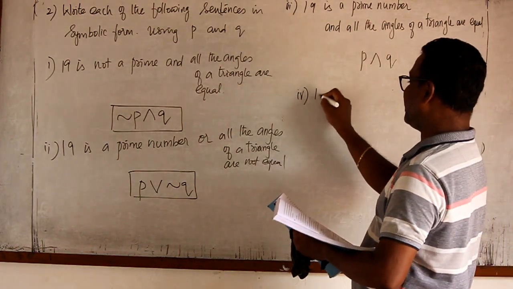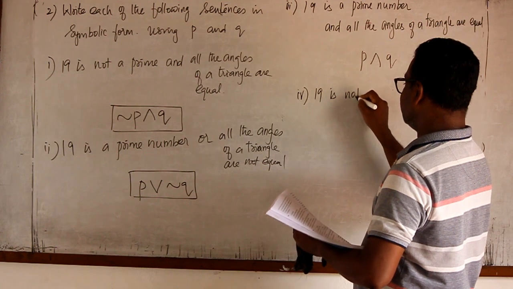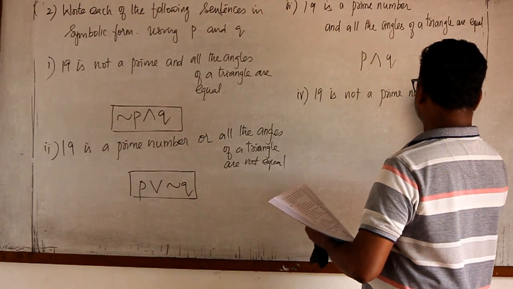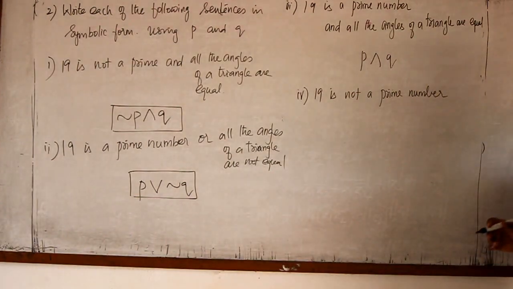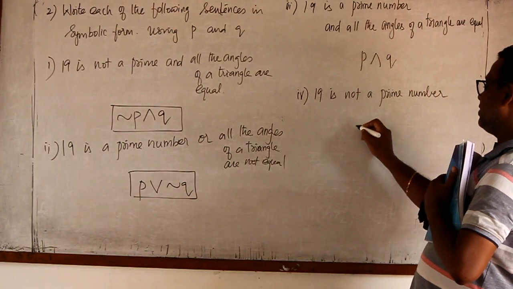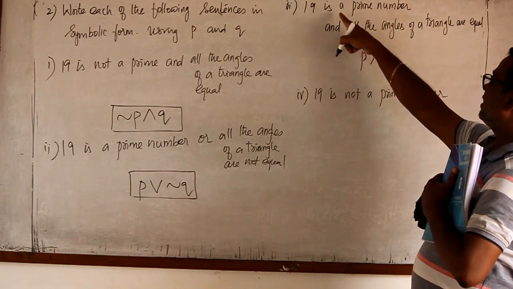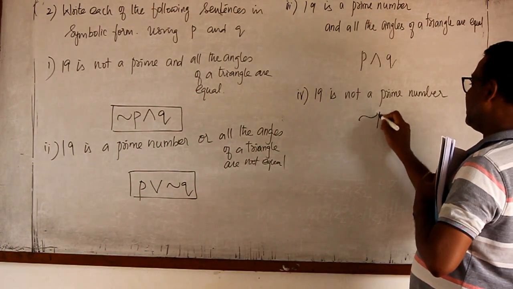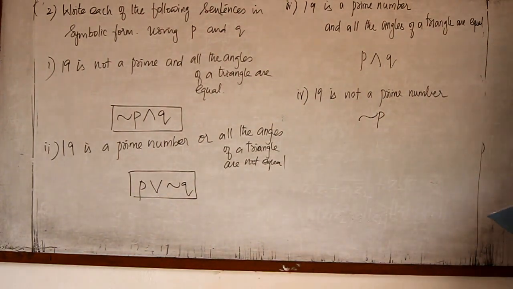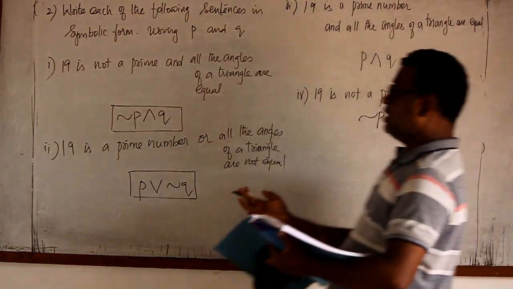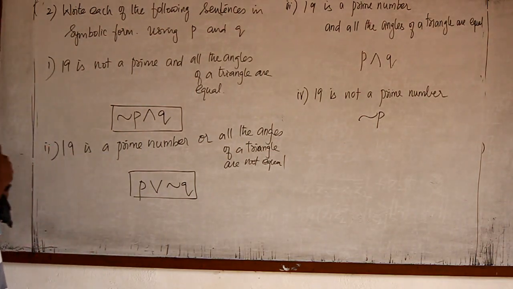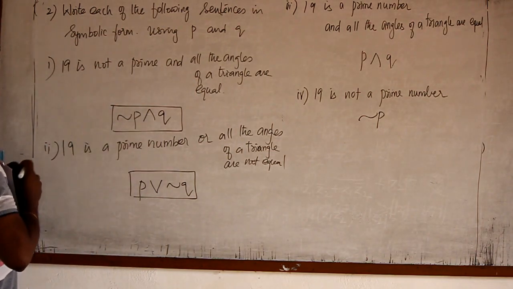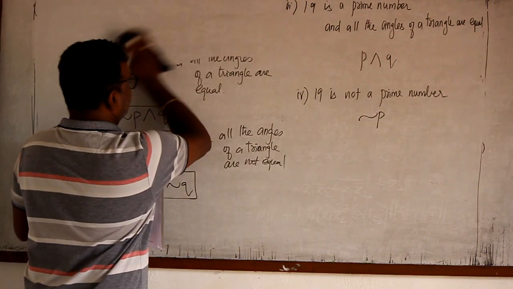Fourth one, 19 is not a prime number. So it is a negative statement, just only one statement. We kept the first statement as P, 19 is a prime number. So 19 is not a prime number means negation of P. That's all. So the second problem is over. So we wrote how to write in symbolic form from verbal form. Now you will know how to write in verbal form from symbolic form. Third problem.